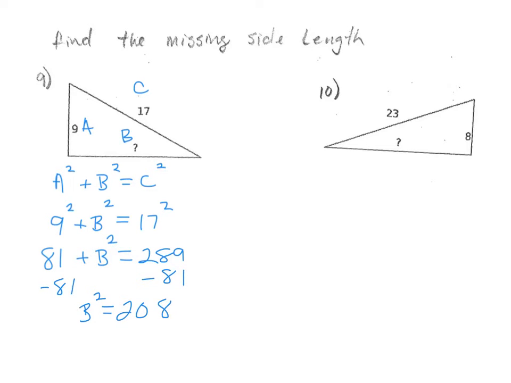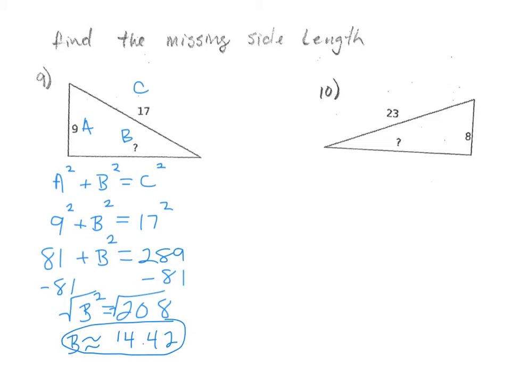And then I have to take the square root to get B by itself. So the square root of 208 is 14.42. So B is approximately 14.42. And that's how I would do number 9.